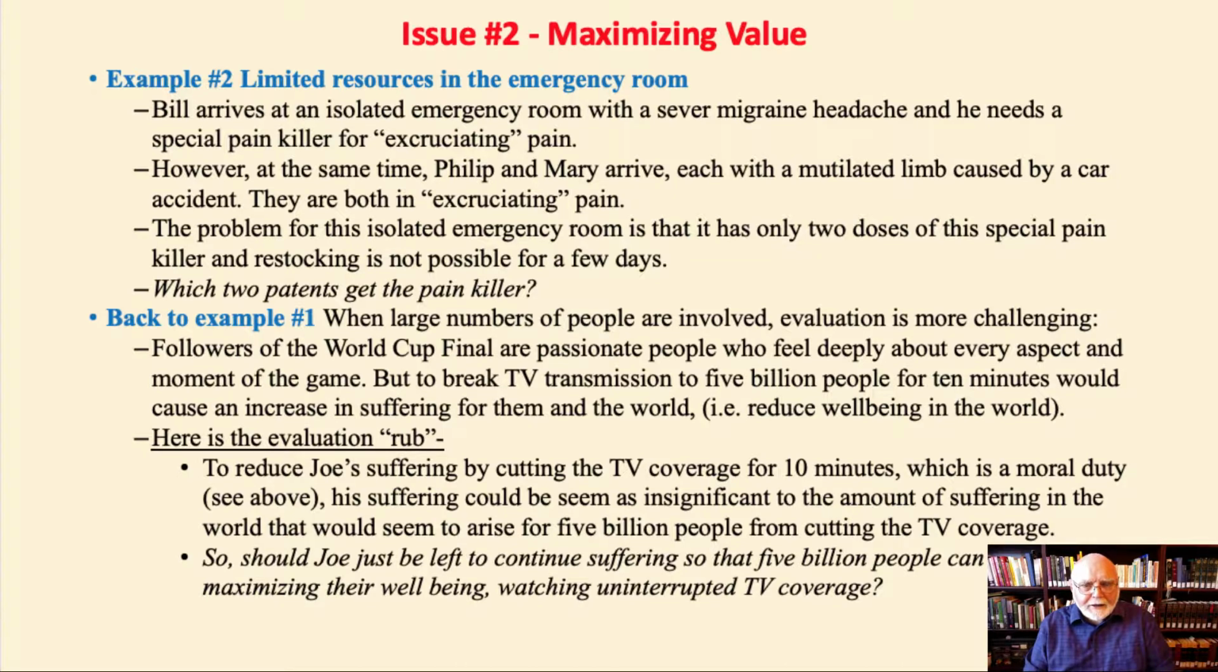How do you work out which 2 patients get the painkiller? It's very difficult. Simply using maximizing and minimizing well-being, you have a duty to minimize, but how do you choose between them? 3 people, 2 doses. Maximizing value is a challenge. Now let's go back to our example number 1.